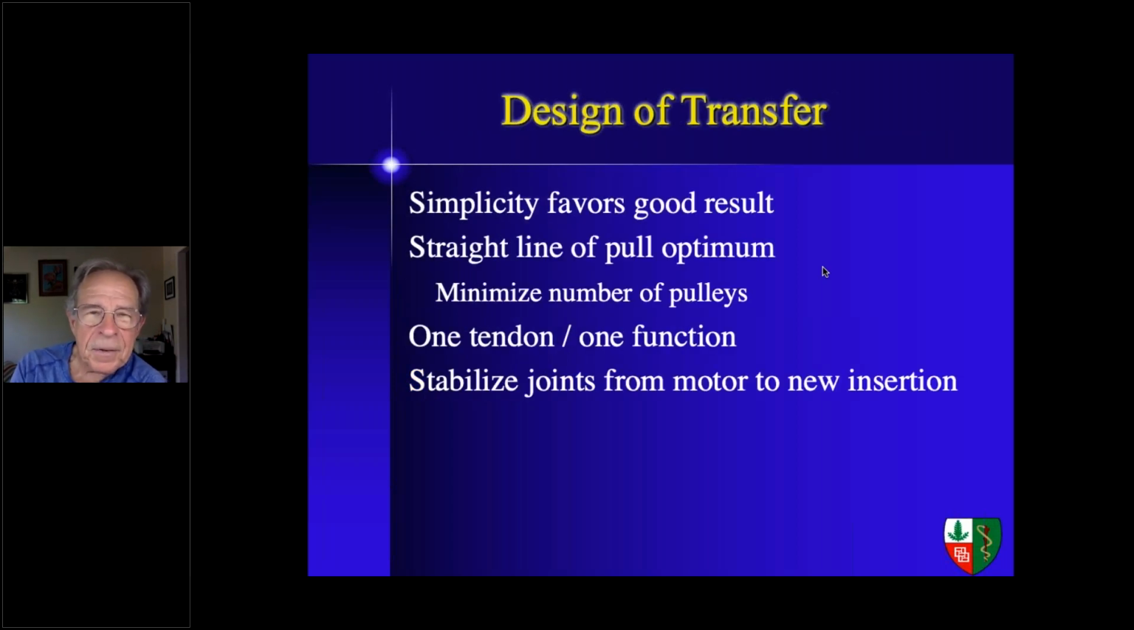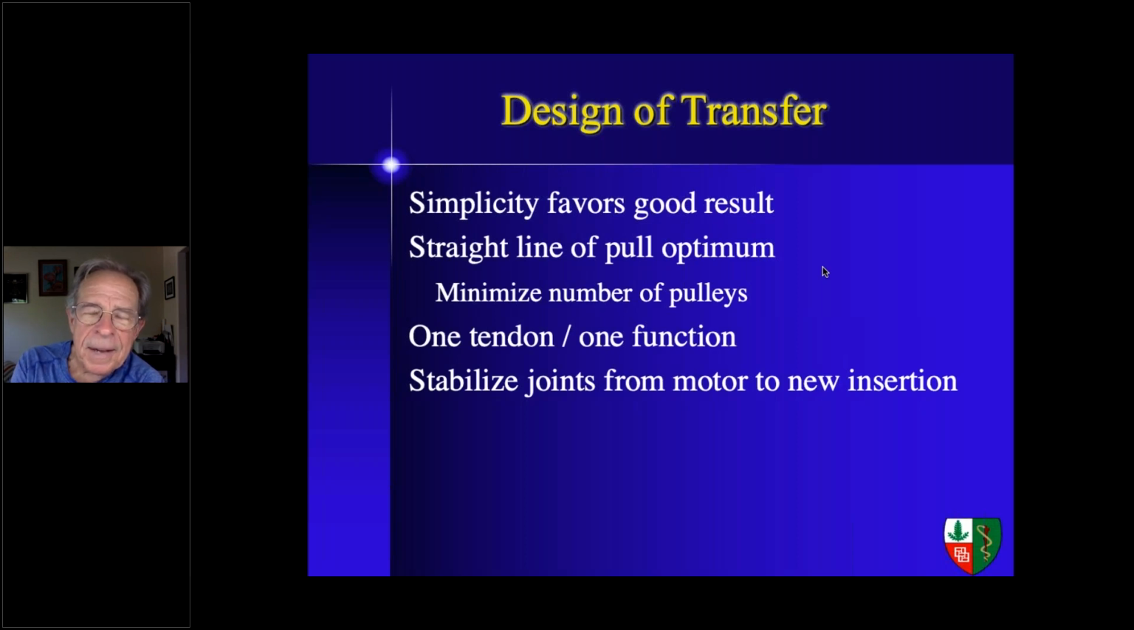In terms of the design of transfer, we've learned that simplicity favors a good result. A straight line of pull is the optimum. We can't always have a straight line from the origin of our muscle that we're going to transfer to the insertion of the muscle tendon unit we're restoring. So we may have to put in a pulley, but we would like to minimize the number of pulleys because this reduces the function.